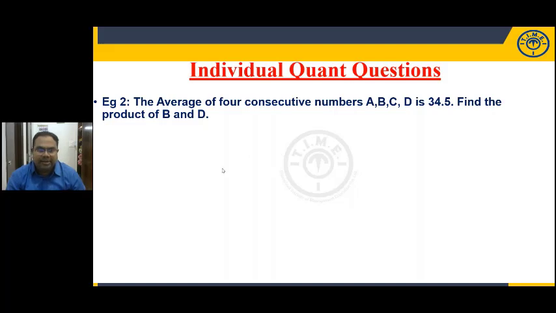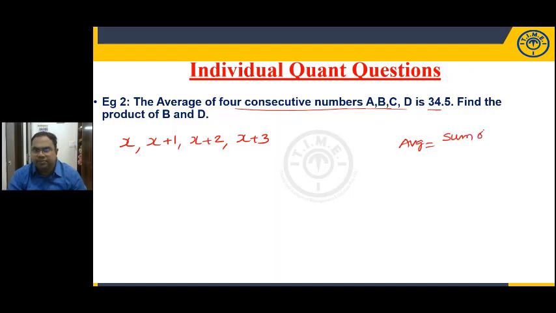Okay, I'll explain this question. 4 consecutive numbers A, B, C, D, with average 34.5. If I take the first number as x, the next consecutive numbers mean the gap is 1: x plus 1, x plus 2, x plus 3. What's the definition of average? Average is the sum of all quantities divided by the total number of quantities. Right?